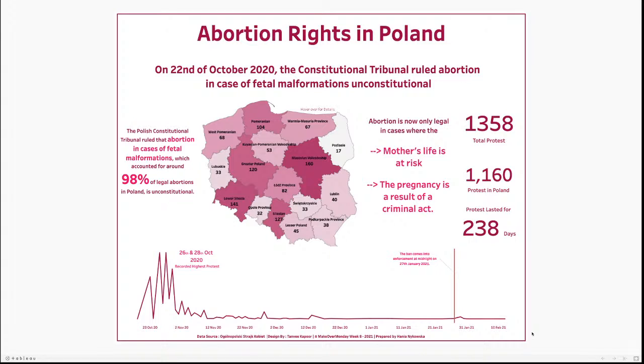Okay. What I like, so I think it's a bit too much pink. Everything is in pink, and I think pink and purple are just colors that are a bit too much when you use them for everything. What I really like in this viz is the section between the map and the big numbers. Abortion is now only legal in cases where the mother's life is at risk, the pregnancy is a result of a criminal act, because it makes it very, very simple to understand.